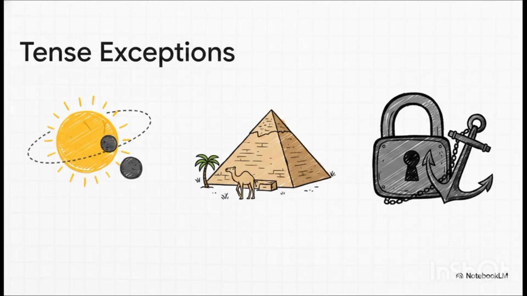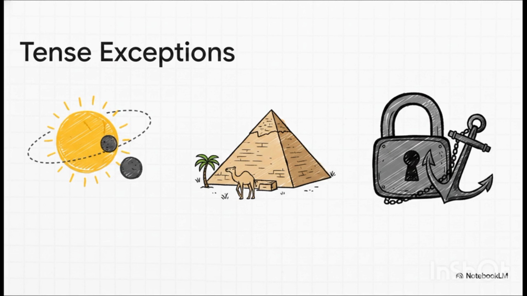Now, beware of the exceptions. The English language absolutely loves throwing a curveball. If you spot a universal truth, something like, the moon moves round the sun, you absolutely do not change the tense. And why is that? Well, because the moon is still moving around the sun right now.